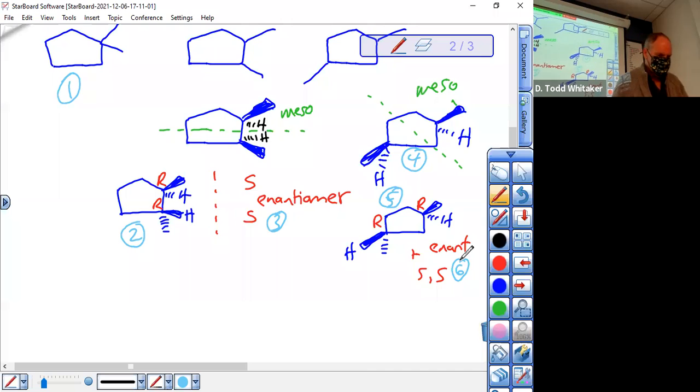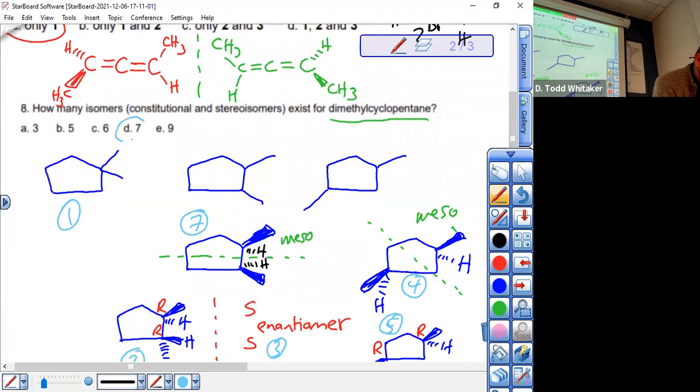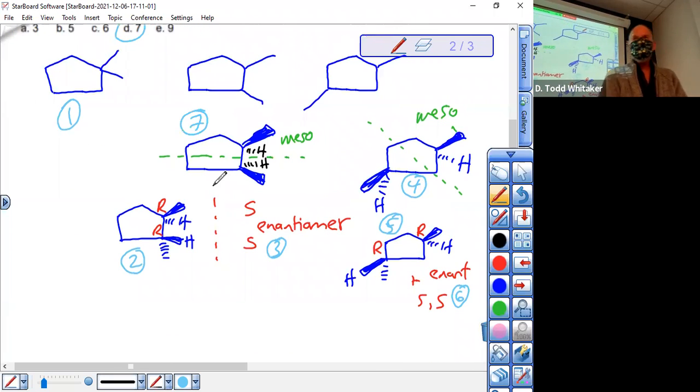Did I do that right? I didn't count this meso, did I? Ooh. I didn't count this one. It's a molecule. So I'm sorry about my numbering, but I'll put 7 up here. And I hope that's one of the answers. It is. And it's a trial and error question. That's all I can do. Okay. It's a good one.